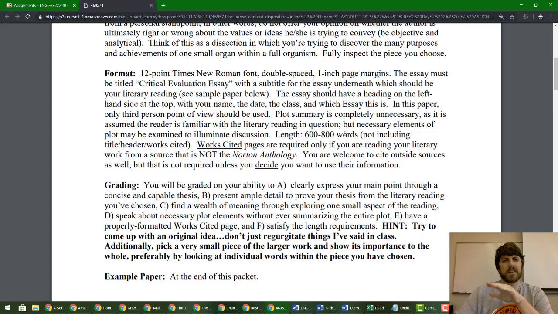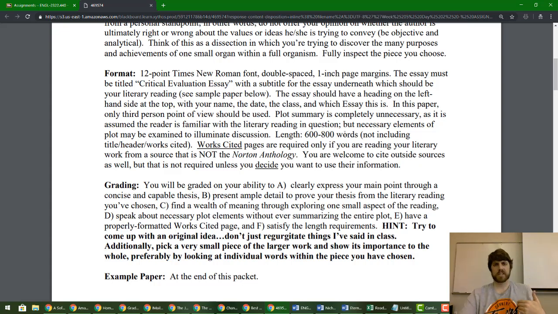And it says on this sheet here that I have that you're welcome to cite outside sources as well, but it's not required unless you decide you want to use their information. I'm going to change that. I don't want you to use outside sources at all for this assignment, none at all. I want you to try to do as much as you can with your own mind, do the critical thinking on your own, and come to the conclusions on your own.